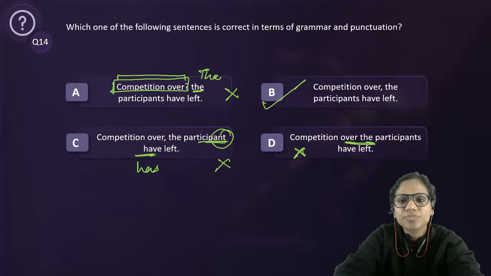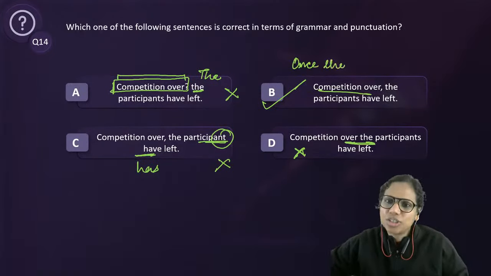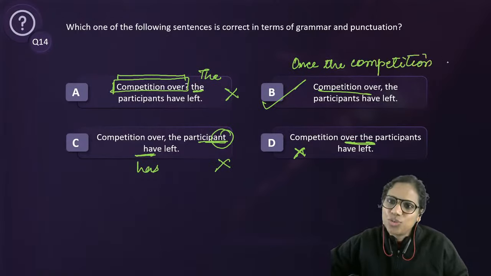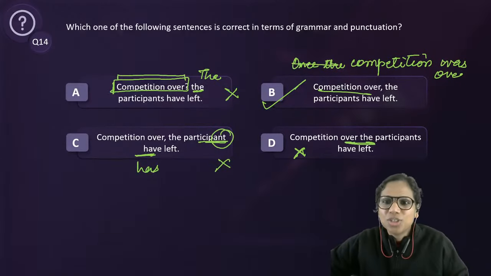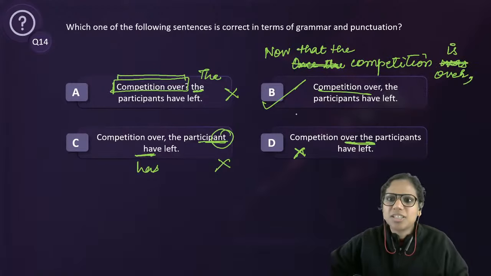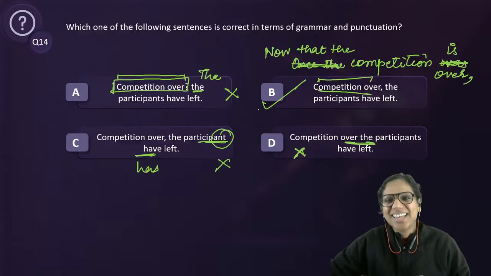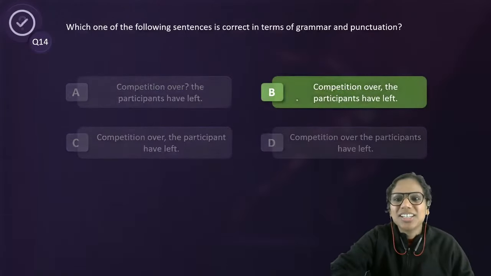Competition over. Basically, you've contracted this idea. Now that the competition is over, the participants have left, right? Present tense. So instead of writing this entire story, you just chose to contract this phrase into two words, right? B is the correct one.